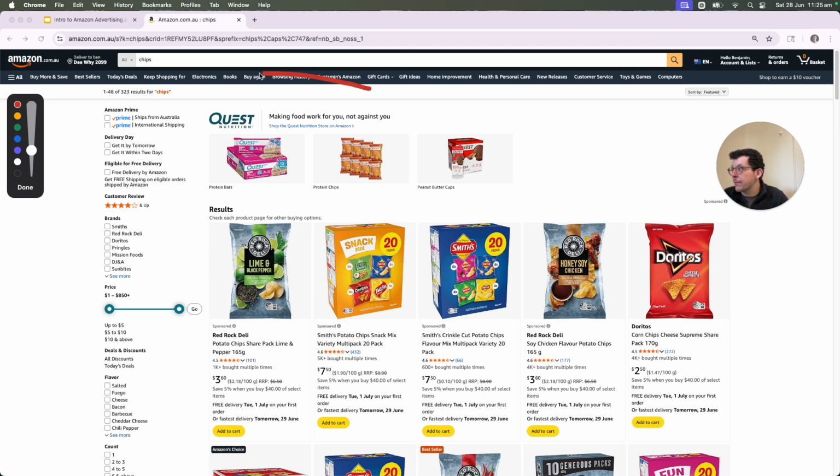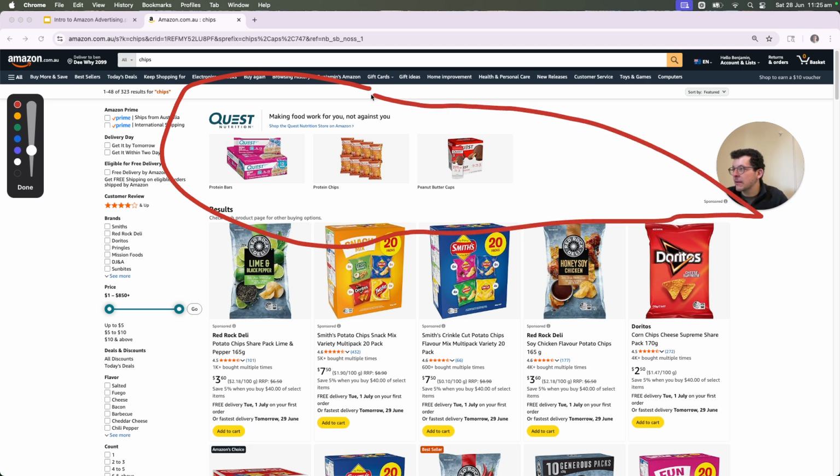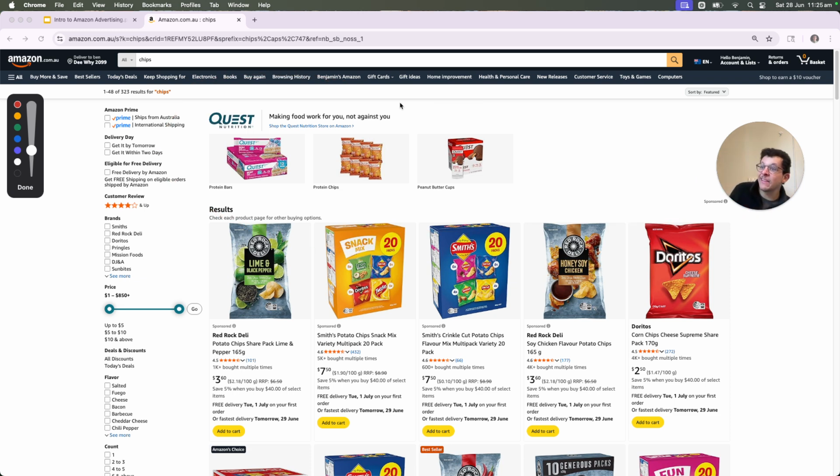As you can see, there's 4 placements at the top here. There's also this banner at the top. This is set up as a separate kind of placement, but again, same mechanism. The brand, in this case, it's Quest. They're bidding the highest amount, and so they've won the top placement. You can see it says sponsored.